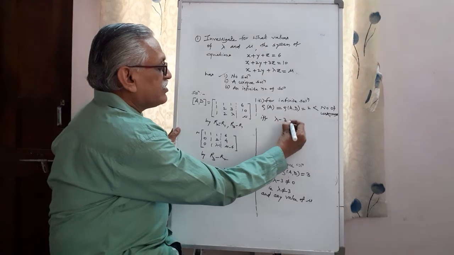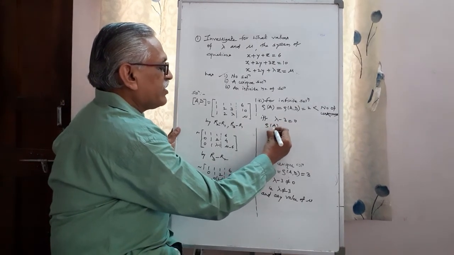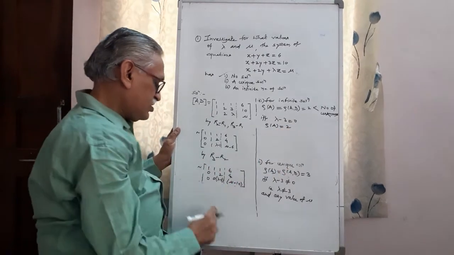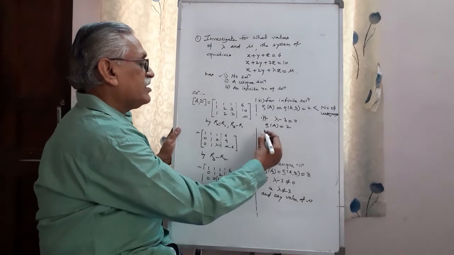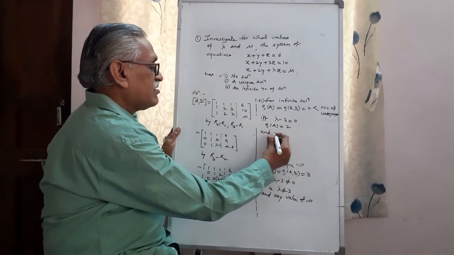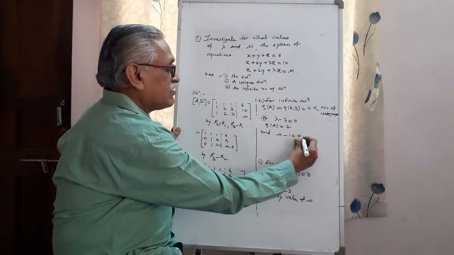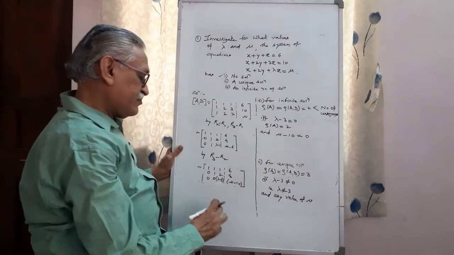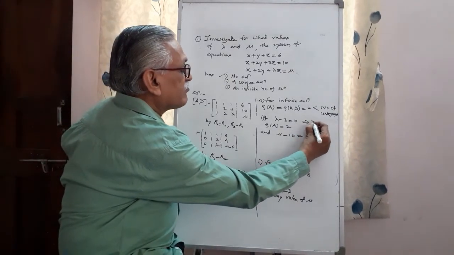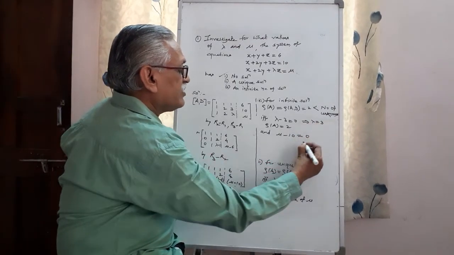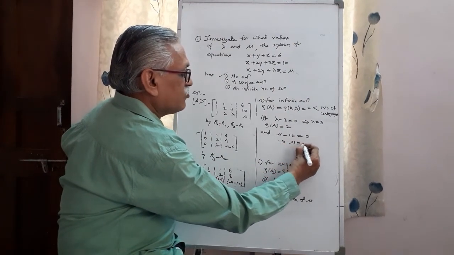Lambda minus 3 equals 0, then we get rank of A as 2, number of non-zero rows, the first two are non-zero rows, and mu minus 10 equals 0. It implies lambda equals 3, and it implies mu equals 10.